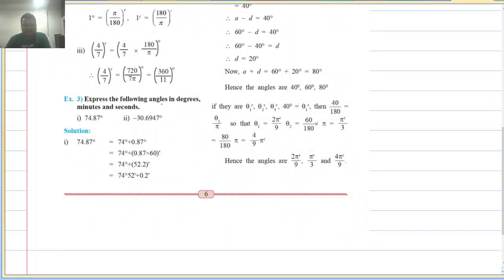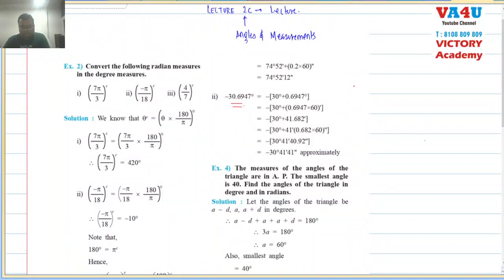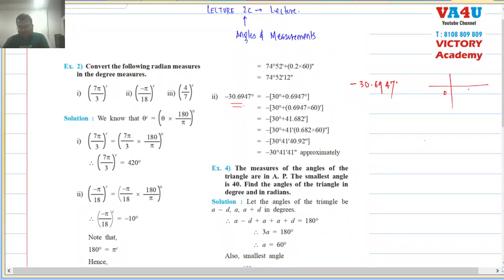That is the question. Convert the following angles in degree, minute and seconds. So when I say minus 30.6947 degrees, this is just a way of saying that my angle is like this. One arm along OX, and this angle is the given angle. Why is it negative? Why is the negative sign given? To show that it is measured in the clockwise direction. So this negative sign is just for notation purpose. There is no significance other than showing that it is in the clockwise direction.